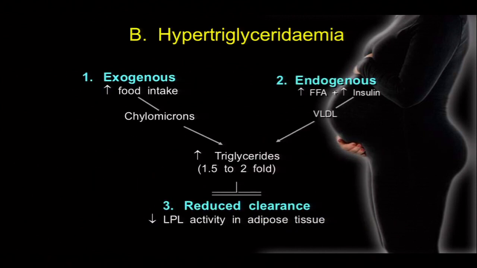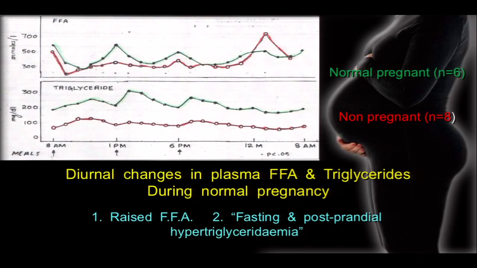Triglycerides, exogenous source, food intake is increased, chylomicrons are produced, triglyceride level is 1.5 to 2-fold increased. Endogenous, because there are high levels of FFA, in the presence of high levels of insulin, more VLDL is secreted from the liver. Once again, the triglyceride levels go up. And lastly, there is a reduced clearance because of the reduced LPL activity in adipose tissue. So, the combined effect is to have hypertriglyceridemia.